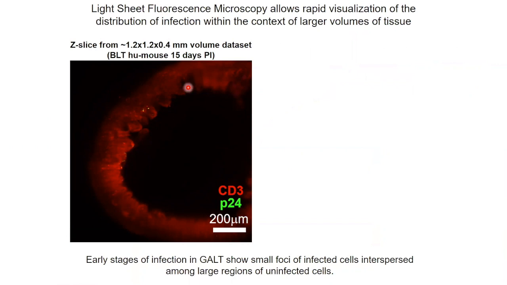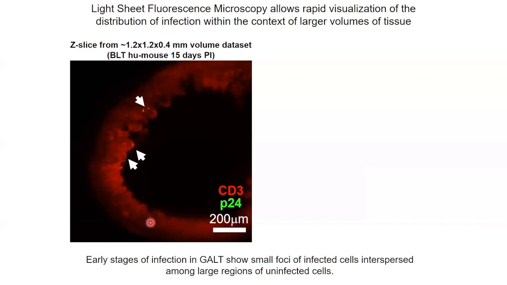And you see these occasional little spots here where we have P24 positive or HIV infected cells. But you can also see there's a lot of spots where we see absolutely no infection. So what this really allows us to do is conduct a lot of scanning and see where to look. And so then we can find where our regions of interest are, and then we can go back and use other forms of light microscopy to see in finer detail what's going on.